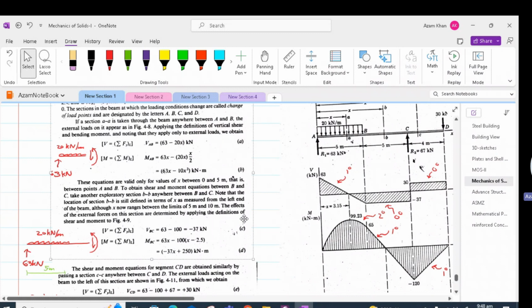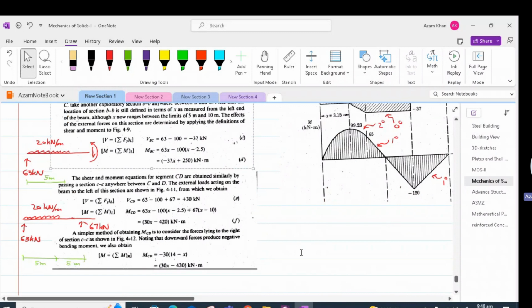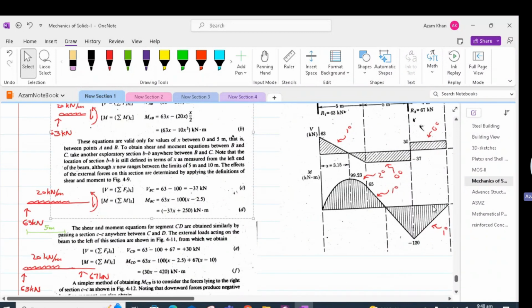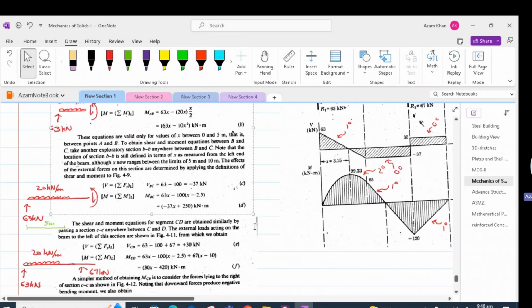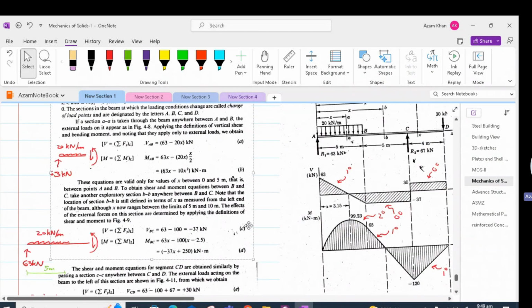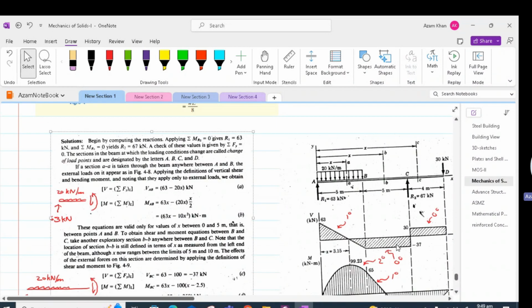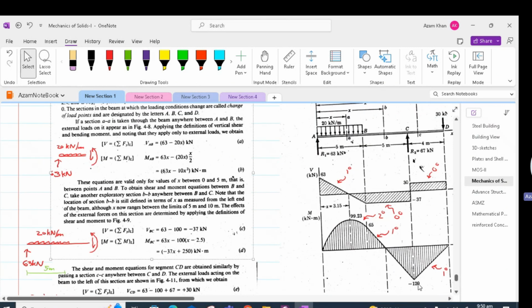We must make sure that the moment equation for CD gives us 0 at the support D, which is the free support. At free support, our moments and shears drop down to 0. Please note that the internal support will have moment, whereas the external support has got 0 moment.